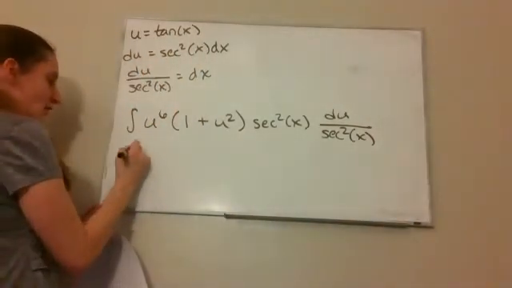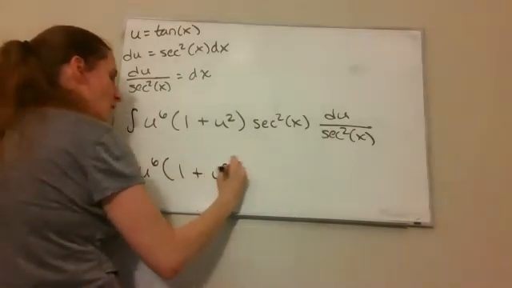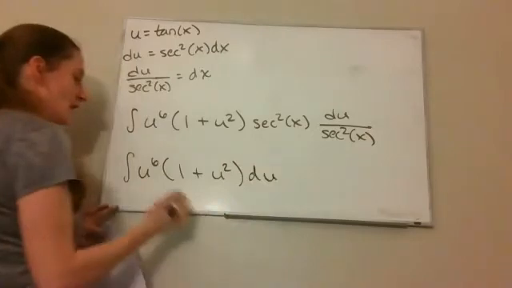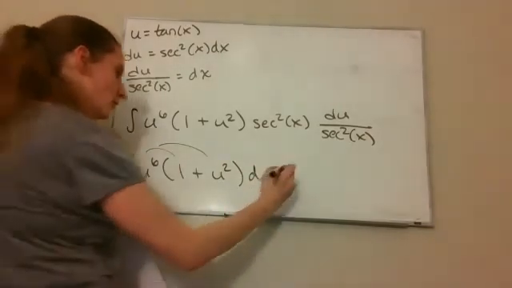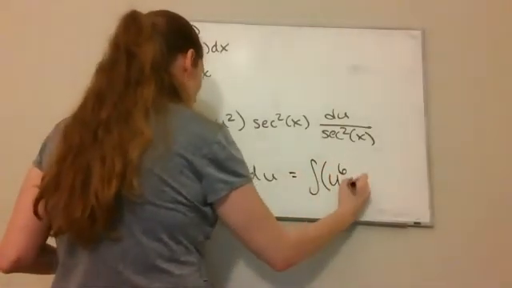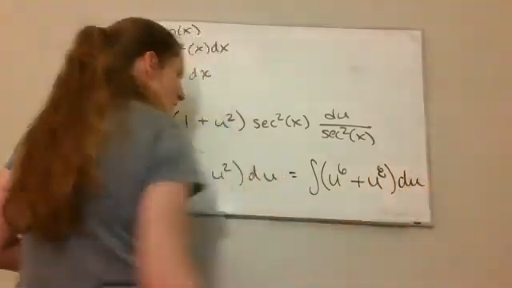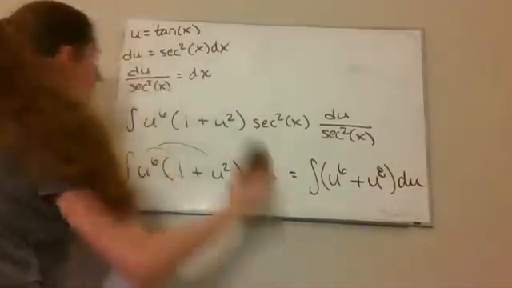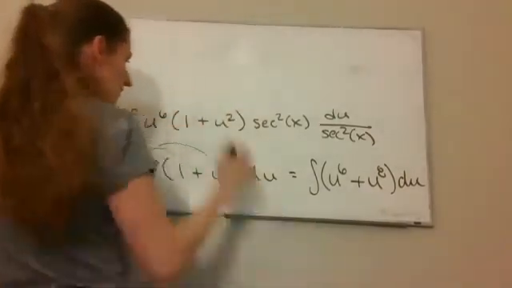So what I have left is an integral of u to the 6th times 1 plus u squared du. Now I can distribute, and then we can just use our power rule. So when I distribute, we get an integral of u to the 6th plus u to the 8th du. Now we're all set for our power rule, and then we just have to plug our u back in.